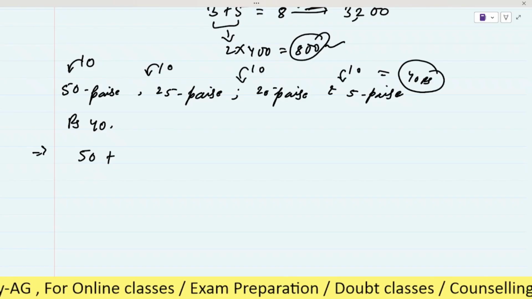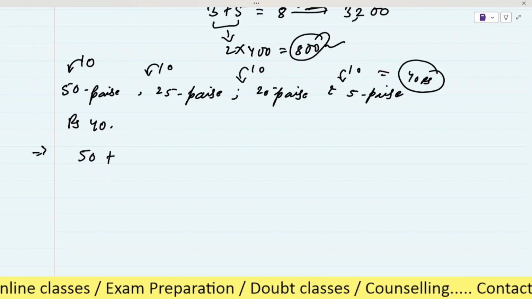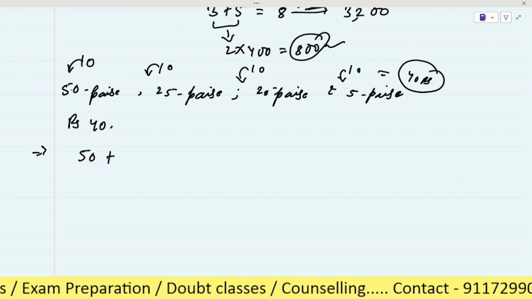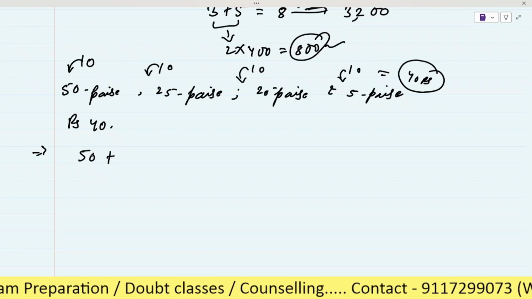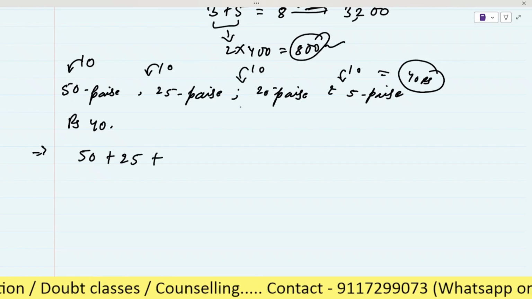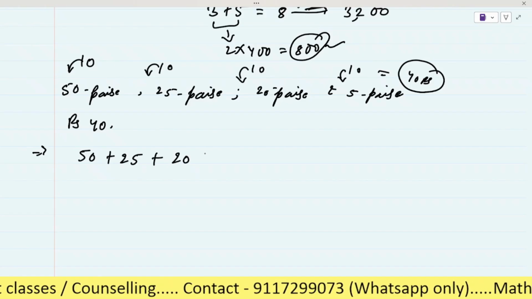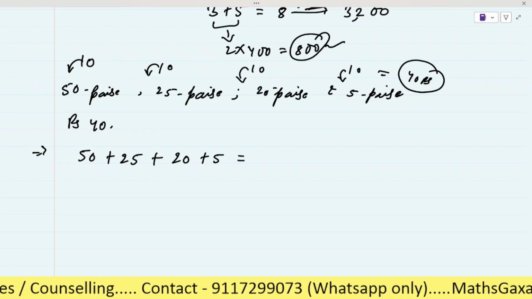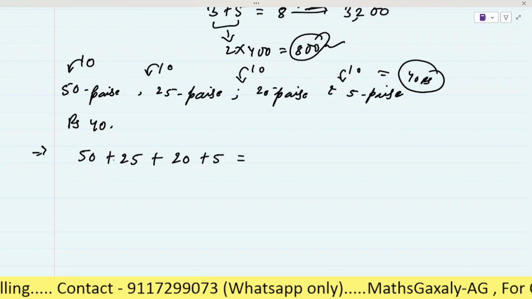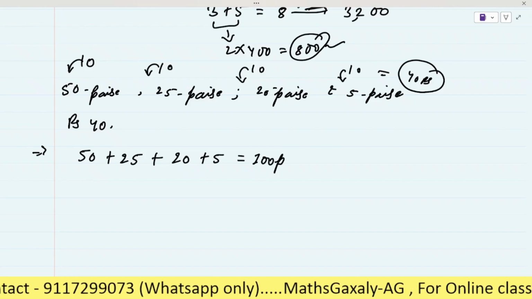That's why I'm considering that the bag contains only one coin for each type. So if it is one coin of 50 paise, then it will be 50 paise. One coin of 25 paise, it will be 25 paise. One coin of 20 paise, it will be 20 paise. And one coin of 5 paise, it is 5 paise. Now just add: 50 and 25 is 75, and 20 is 95, and 5 is 100. It means it has a total of 100 paise, right?